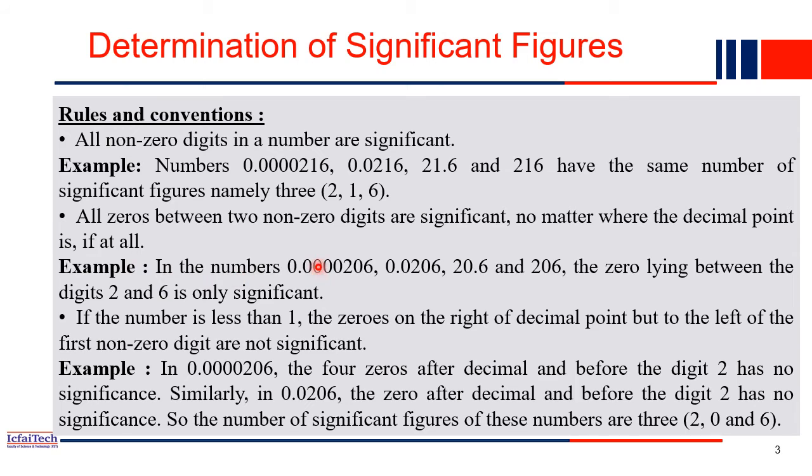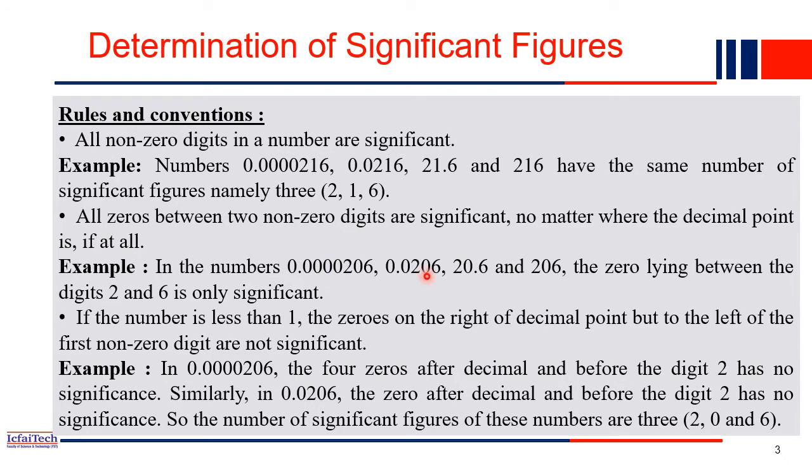For example, if you have a number such as 0.000206, here these four zeros are before the non-zero digits. Whereas this zero is in the middle of two non-zero numbers, 2 and 6. This zero is a significant figure, whereas these four zeros are not significant.